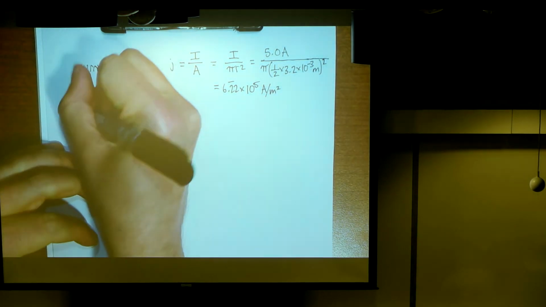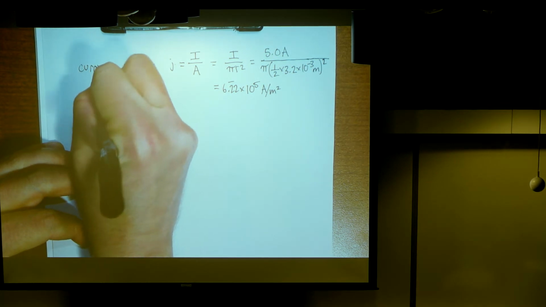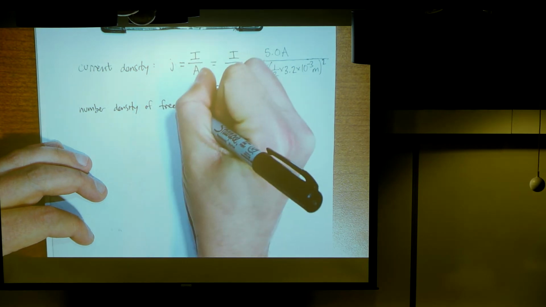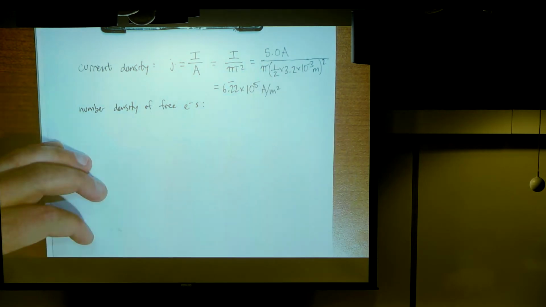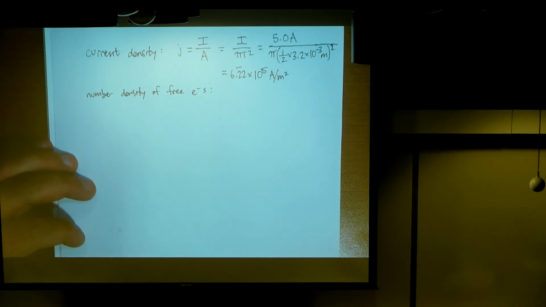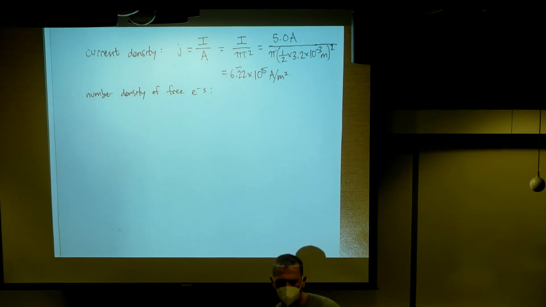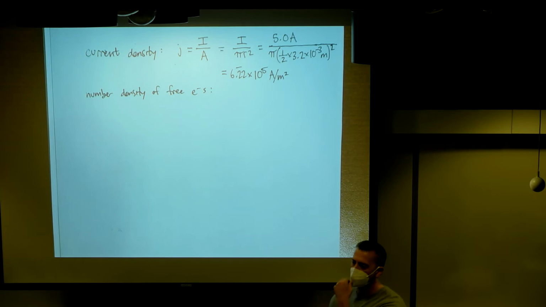Okay, let's do number density of free charges, or free electrons in this case. For this, what I'm going to use is kind of a unit conversion sort of method. We're given the density in terms of mass per unit volume of copper, so we should be able to turn that into a number density just by doing some unit conversions. That's what we're going to do now. So here's how it's going to work. We're going to start with this.